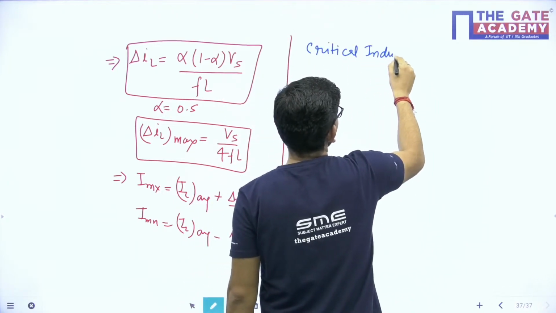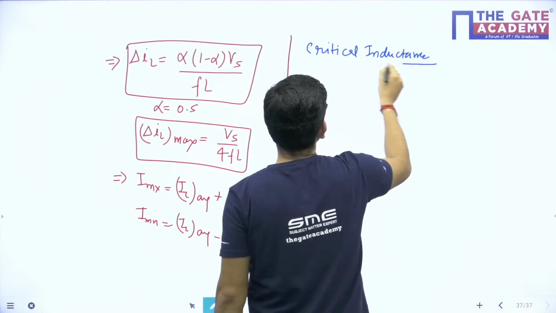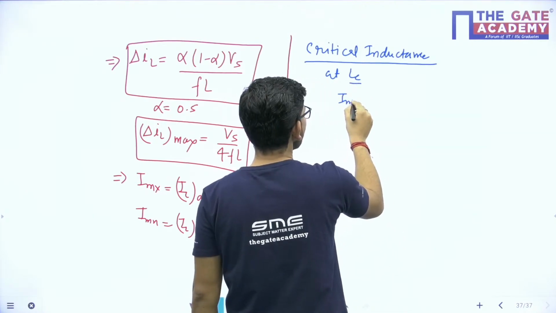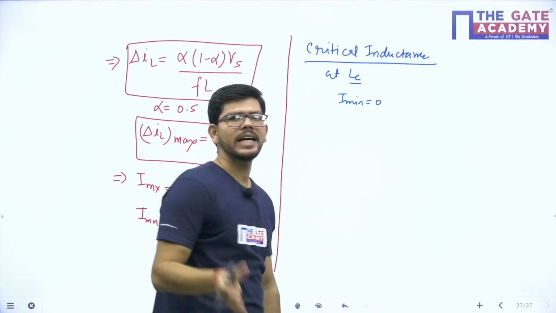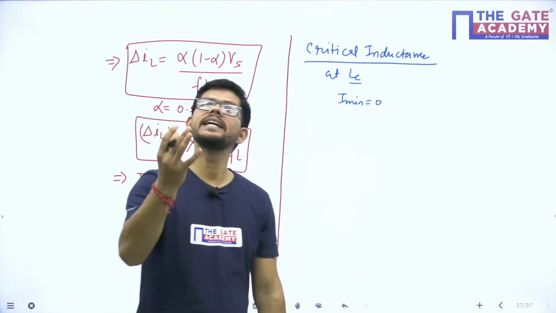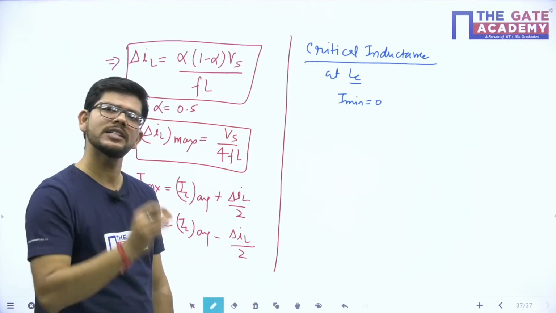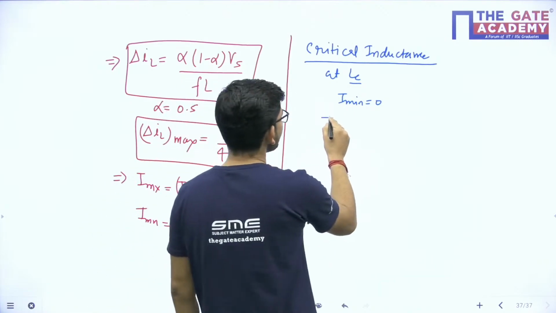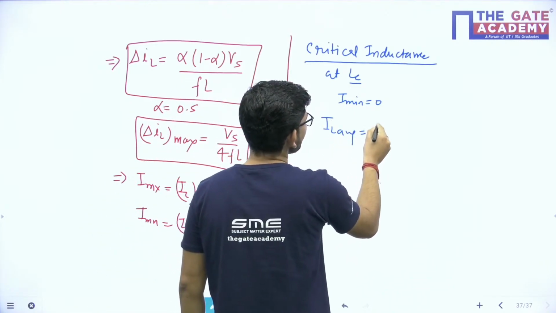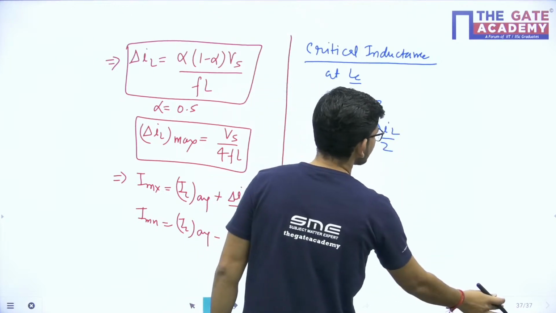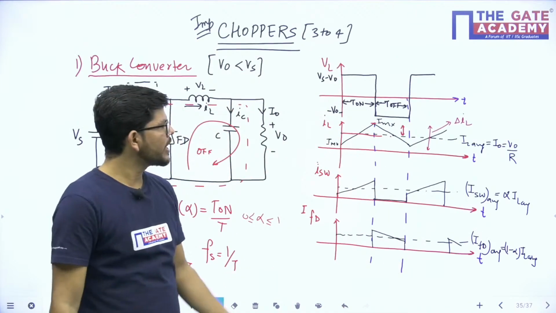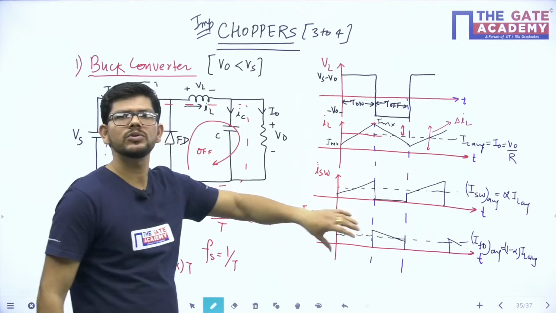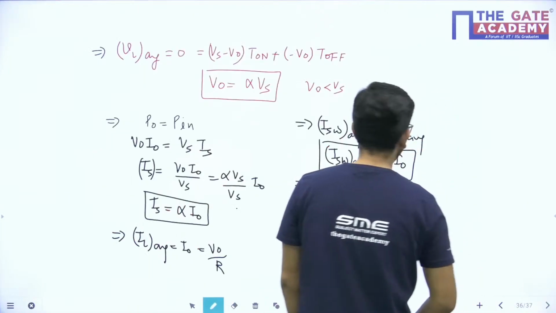So how is critical inductance calculated? Critical inductance LC. At critical inductance, what will happen? Either you can put I minimum equal to 0. Critical inductance is that value of inductance for which the inductor current just becomes discontinuous. Just becoming discontinuous means I minimum becomes 0, or in other words IL average becomes equal to del IL by 2, isn't it? Just see the waveform. If you are talking about discontinuous mode, this I minimum becomes 0, or this IL average is exactly equal to del IL by 2. So this is the condition that you have to put.